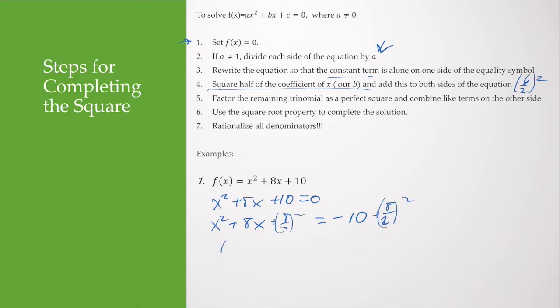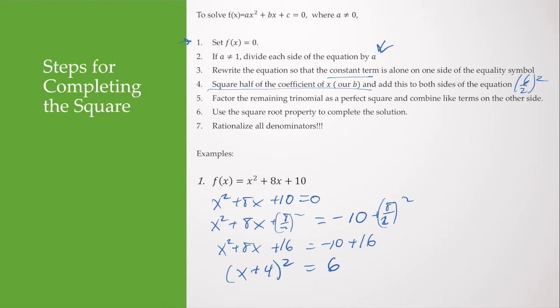So I get x, I don't know why I did that parenthesis. Oh, right, that doesn't erase. Oops. So let's try that again: x squared plus 8x plus 16 equals negative 10 plus 16. That's going to add up to 6. This is going to factor to x plus 4 squared.